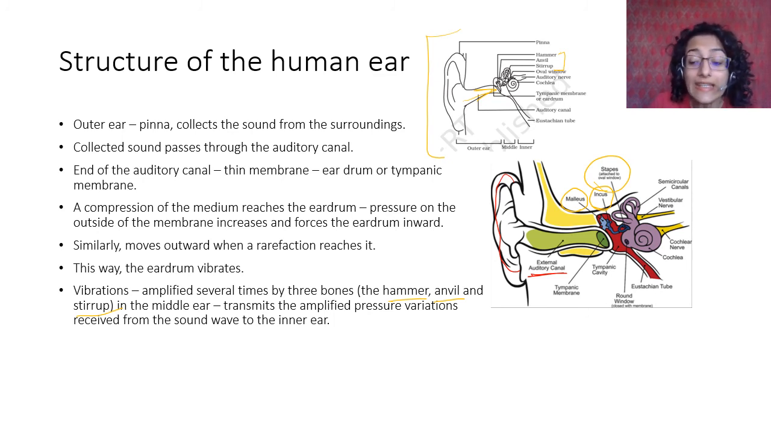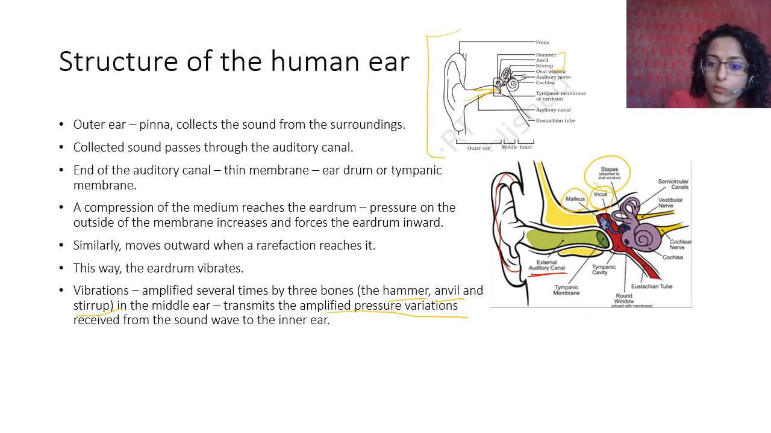It is tiny. It is really small. It is maybe smaller than your nail or so. I don't know how exactly big it is, but it is the smallest bone in your body. It is in the middle ear. And what do these three bones do? They transmit the amplified pressure variations from the sound wave to the inner ear.